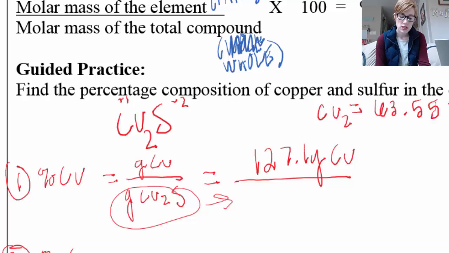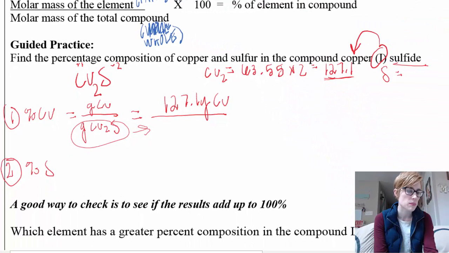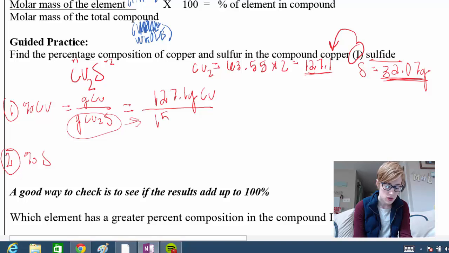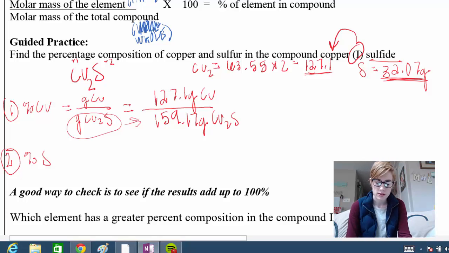So I already know Cu2 weighs this much. So how much does sulfur weigh? Well, sulfur, we only have 1 sulfur, so I just have to look on the periodic table, and sulfur's molar mass is 32.07 grams per mole. So all I have to do is add these 2 together to find the molar mass of my whole compound. When I add them together, I see that it's 159.17 grams for 1 mole of Cu2S.